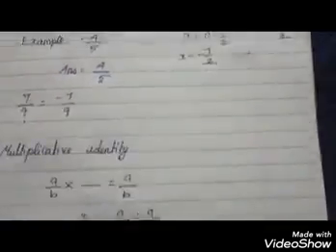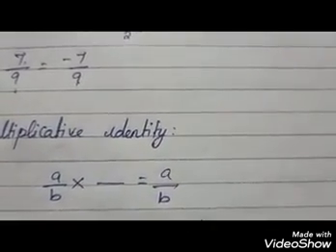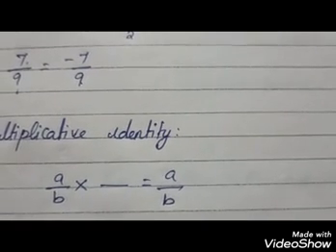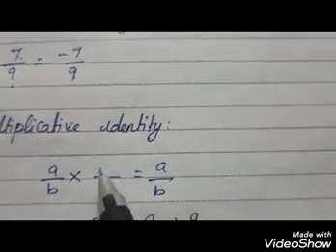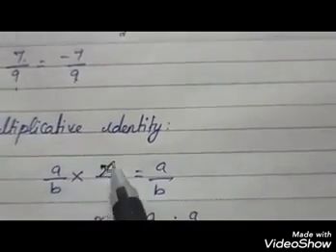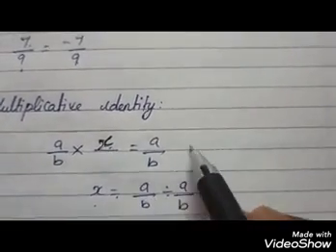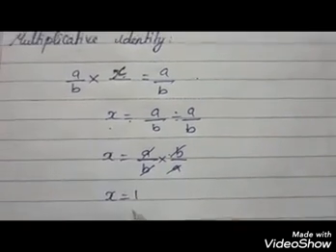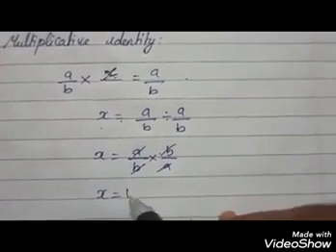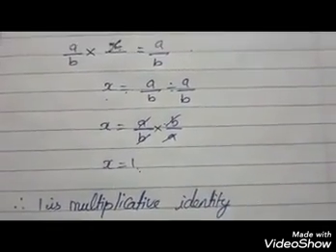Now we move on to multiplicative identity. In multiplicative identity also the condition is the same. You multiply with a rational number and you get the same rational number as the answer. So I take x as that number. In multiplication, when it goes to the other side it becomes division, so now everything can cancel. So x is 1. If you multiply with 1, you get the same value. So 1 is the multiplicative identity.